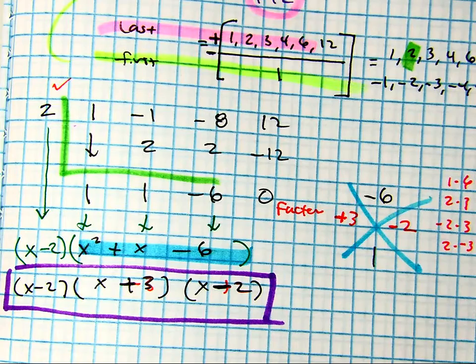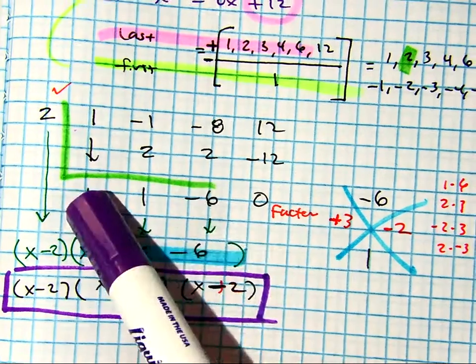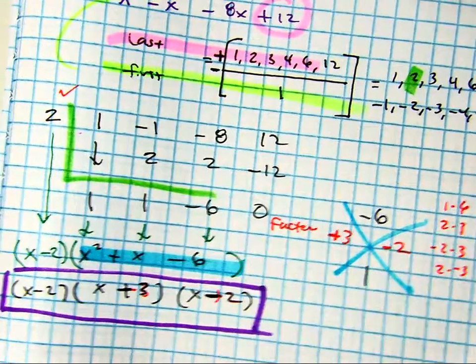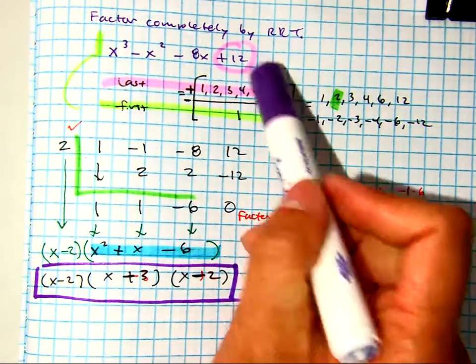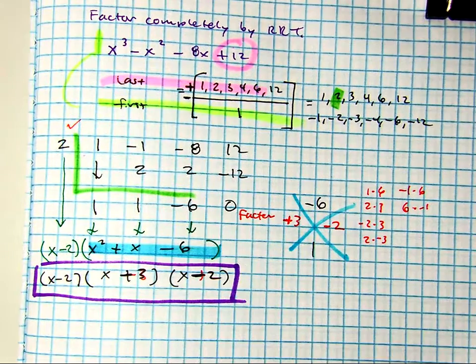So here we did a couple of things. Synthetic division, factor theorem, factoring a trinomial. And so basically the rational root theorem gives us a starting point to help us factor.